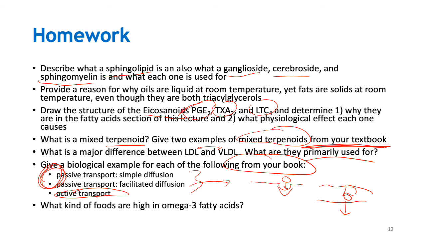And then what kind of foods are high in omega-3 fatty acids? Just so that you know, omega-3 fatty acids are really good for you. They're good for your heart health, cardiovascular health, and I just want to know if y'all can figure out what kind of foods are high in these, and maybe I can even encourage y'all to eat some more healthy foods.